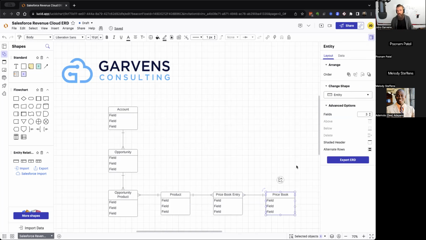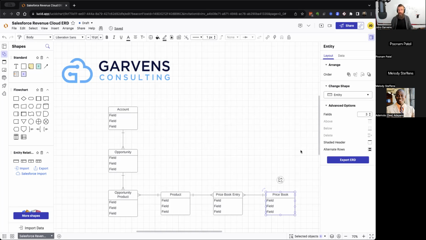And then price books. Price books are those collections of price book entries for specific products. I may choose to include all of my products in a price book, or I may choose to include a subset of my products in a price book. There's no right answer here. It all depends on the business. It's the notorious yet always correct answer from a consultant of it depends.